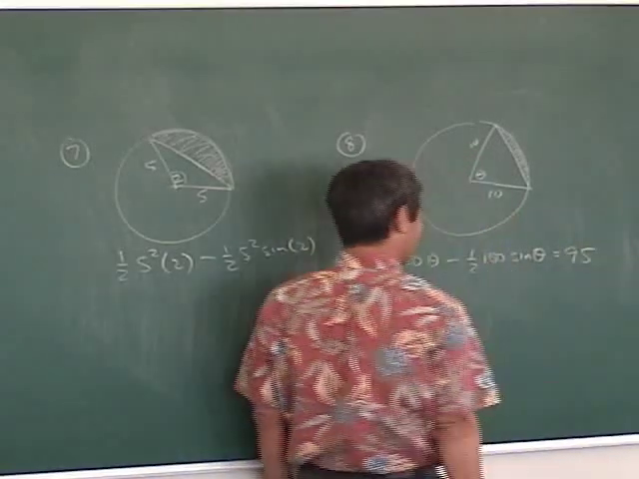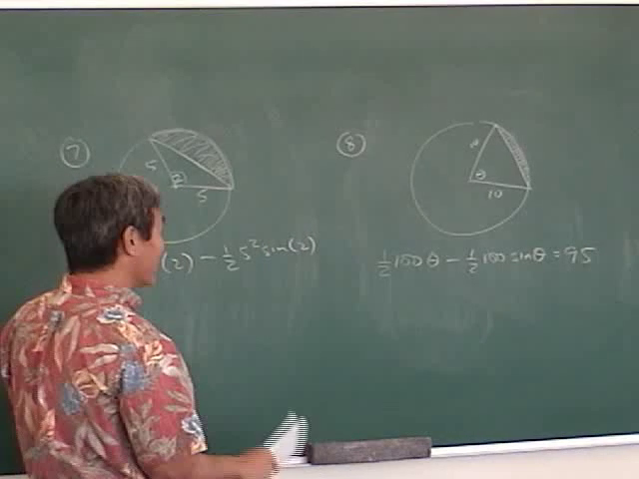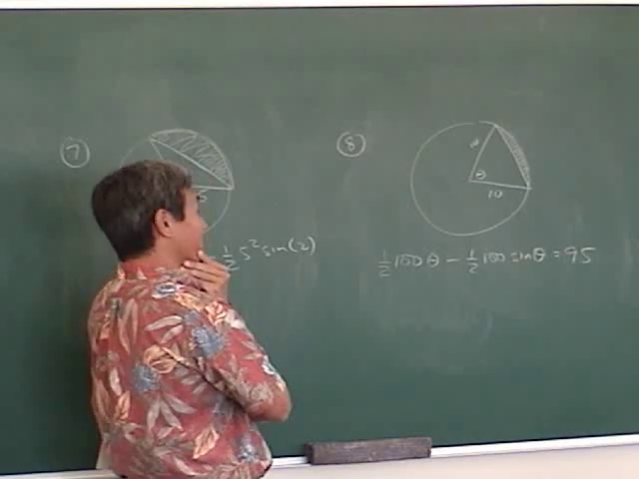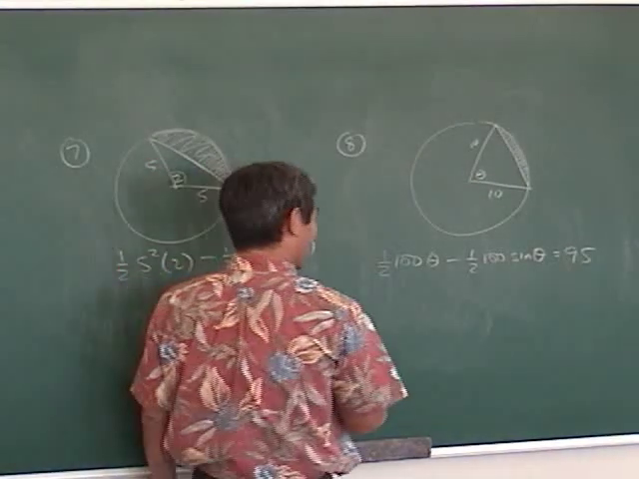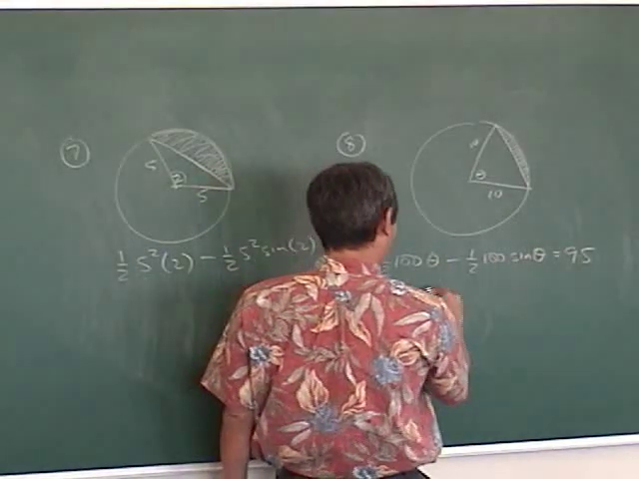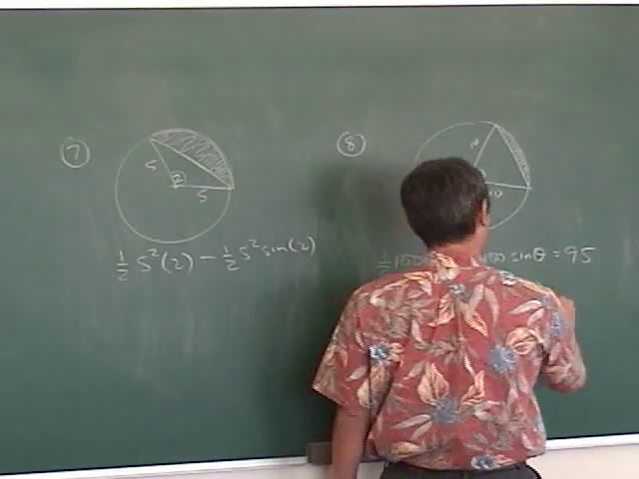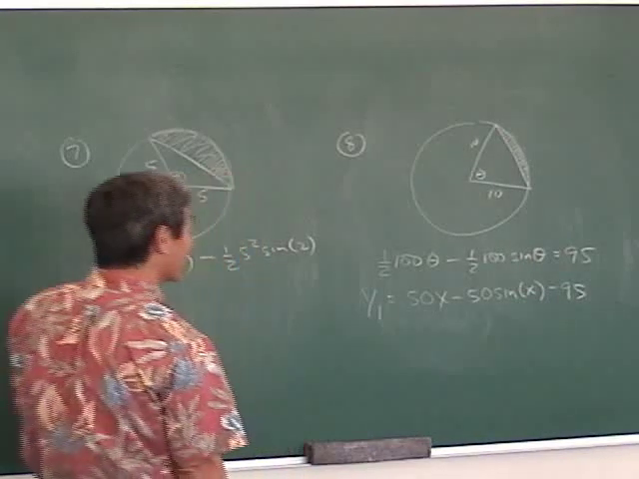That's your equation. You cannot solve these equations by hand. How do you solve any equation on your calculator? Make one side 0, graph it, and look where it crosses the x-axis. So, what do you punch in on your calculator? Let's bring everything over to this side. 50x minus 50 sine x minus 95. Make one side 0. Graph this on your calculator.